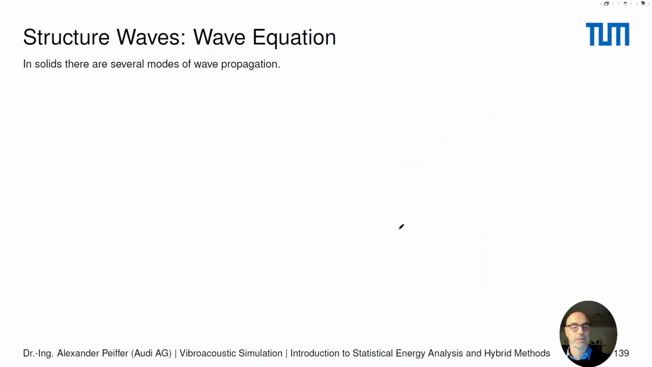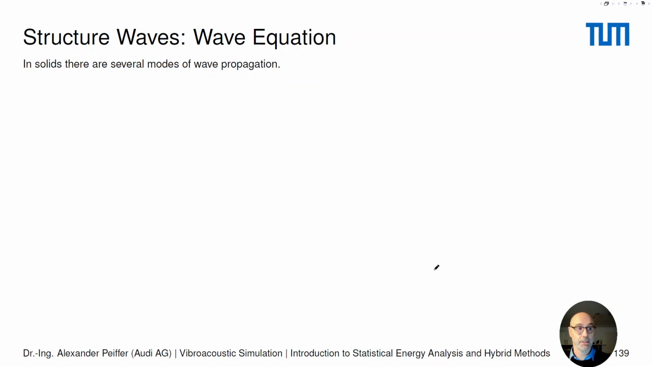Good. So we now have everything on board. We have defined the strains, so the change in shape of our solid. We have described the stress vector or stress tensor, and we have defined the material law. And now we have everything that we need to formulate a wave equation. And this is what we do next.